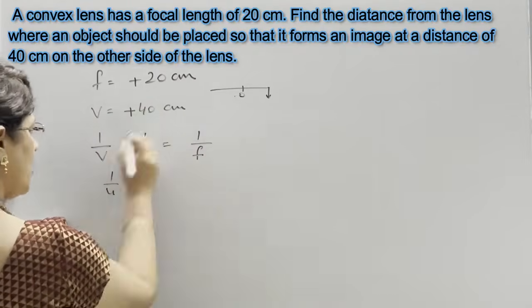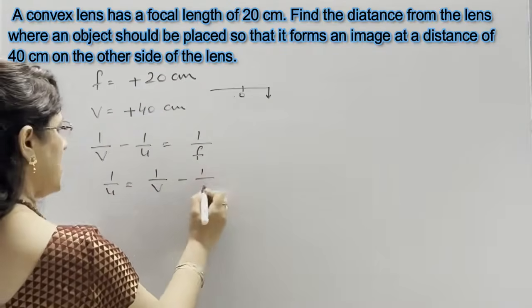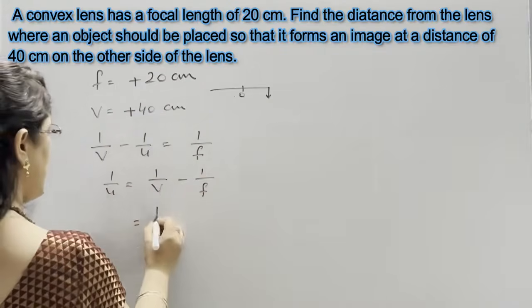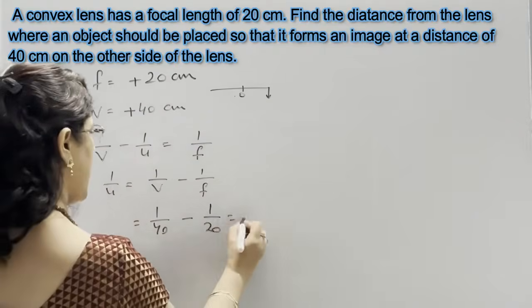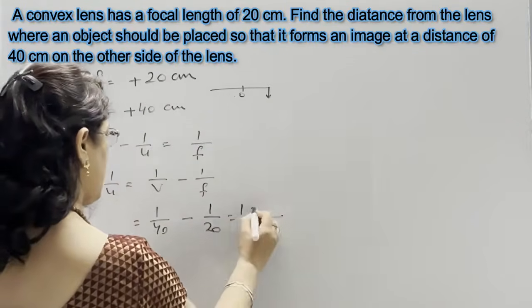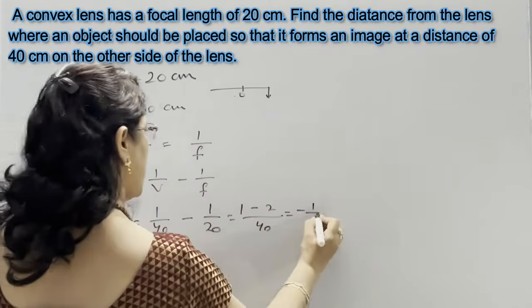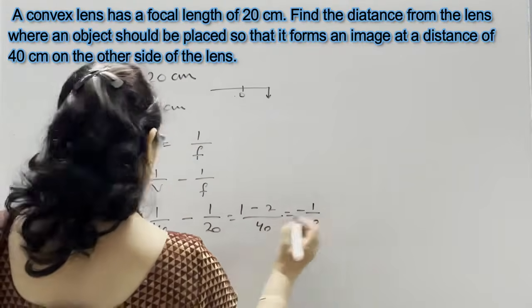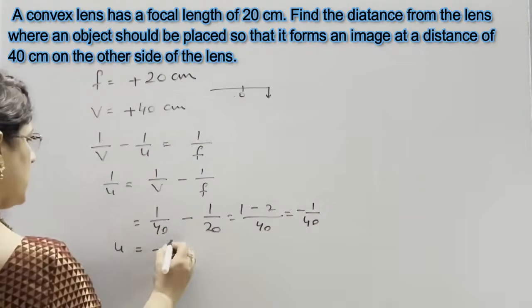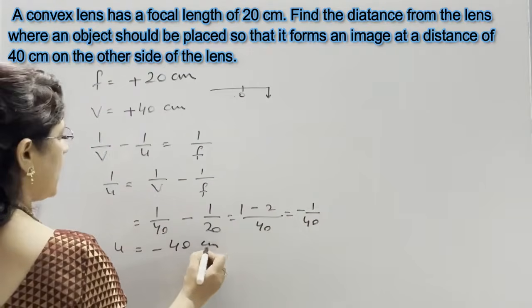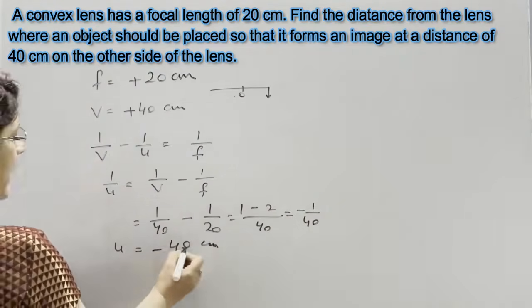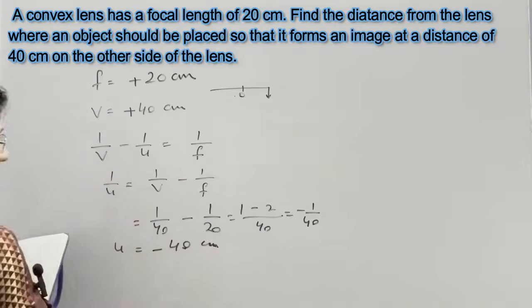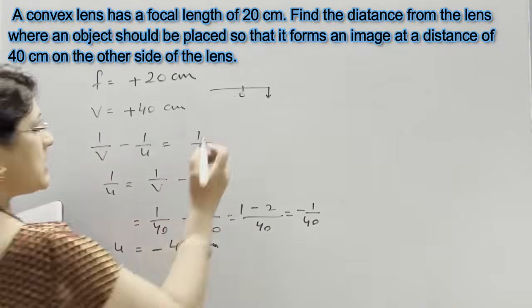So 1 by u is equal to 1 by v minus 1 by f. 1 by v means 1 by 40, minus 1 by f means 1 by 20. The LCM is 40. 1 minus 2, it means minus 1 by 40. So u is equal to minus 40 cm on the left side of the lens. We are placing the object at a distance of 40 cm. You can also check your answer here.